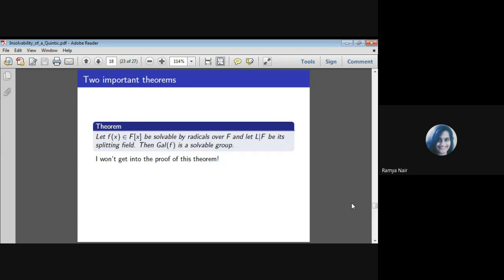So these are two important theorems which I'm just going to state. The theorem is that if you have a polynomial f(x) in F[x] and it is solvable by radicals, then the Galois group is a solvable group. Did I tell you what solvable by radicals means? Or did I skip over that slide? Do you know when a polynomial is said to be solvable by radicals?